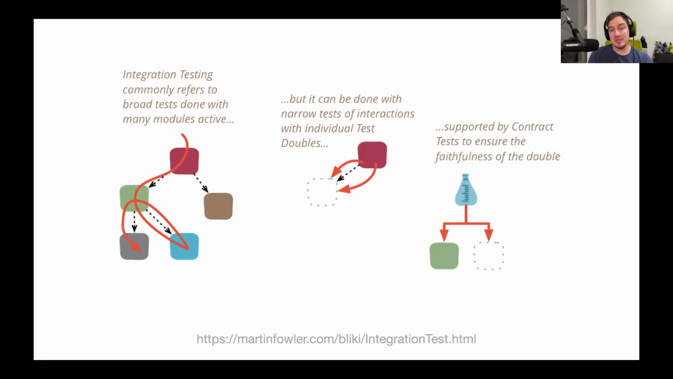If that dependency is not an API, especially not an API that we control ourselves, then we don't need to ensure the faithfulness of the double because we just rely on the technology provided. For example, if our service dependency is a database, then we assume that whatever version of the database we're using is the same as the production database we're using, right?